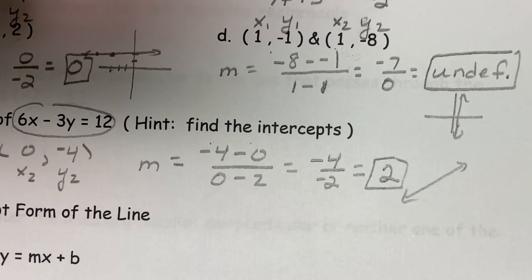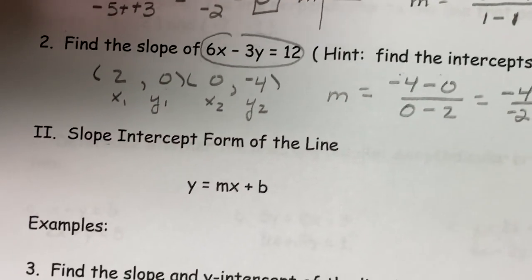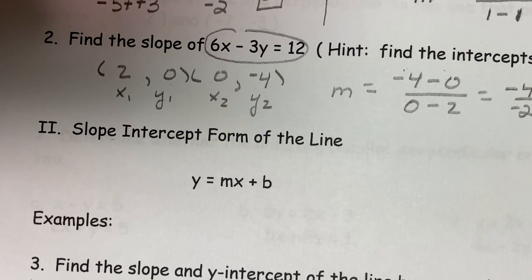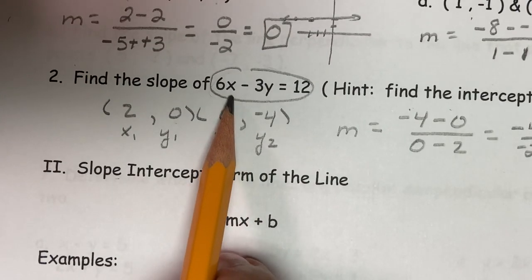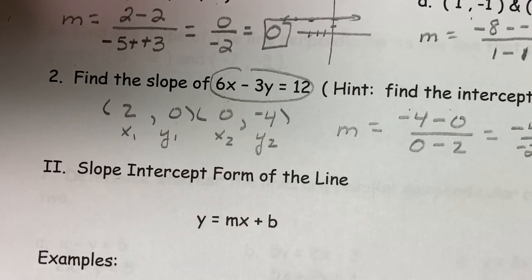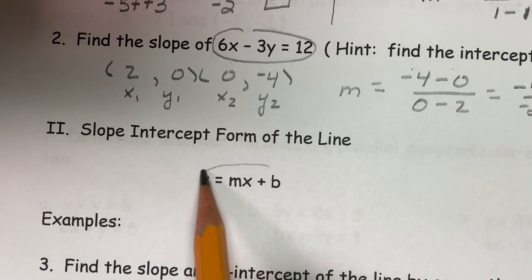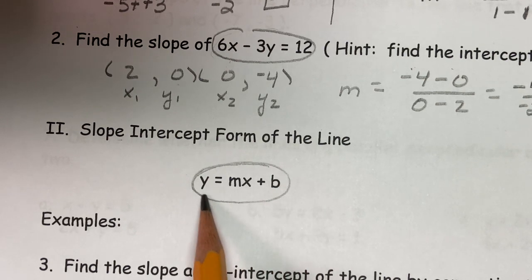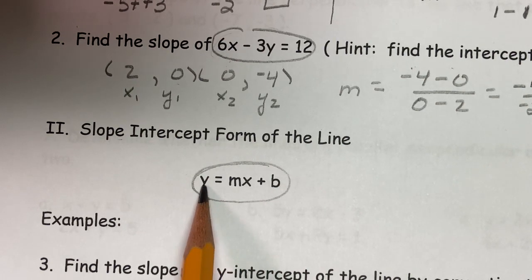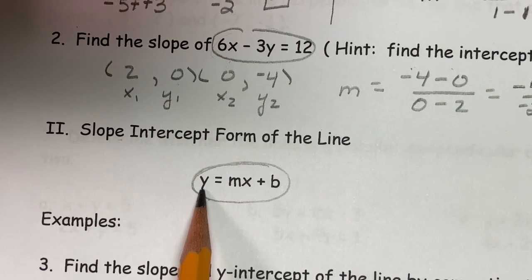Okay, so there we've talked about slope. We've already had the standard form of the line. Remember, the standard form of the line was ax plus by equals c. This line right here is in standard form. Another form of the line that we work with is called slope-intercept form. Notice it's basically the line with the y alone on one side of the equal sign. So you solve the equation for y, and that will give you slope-intercept form.